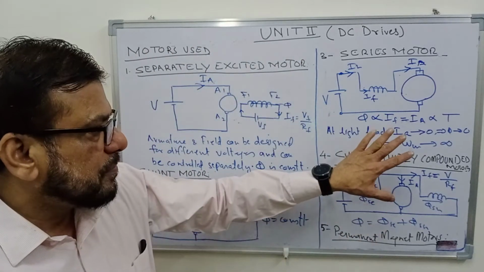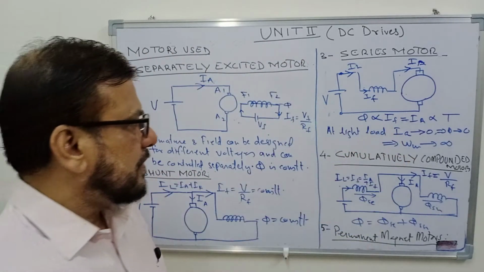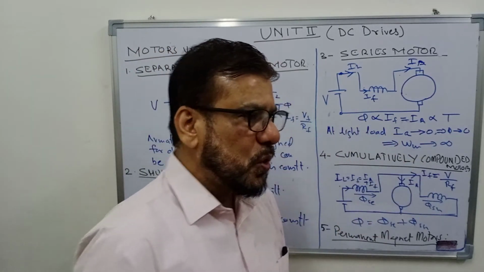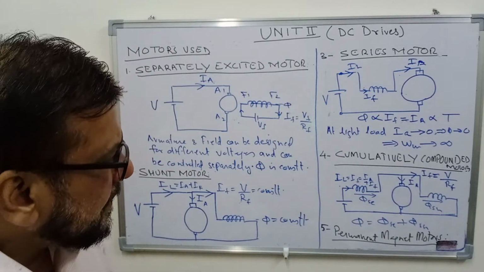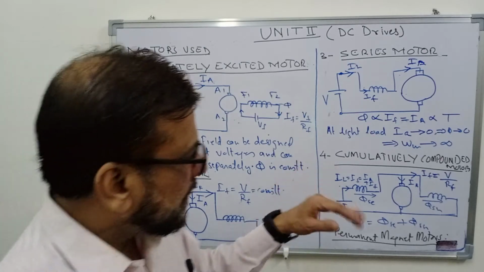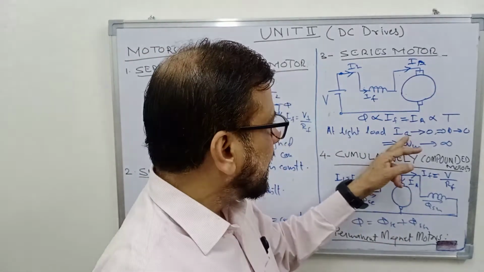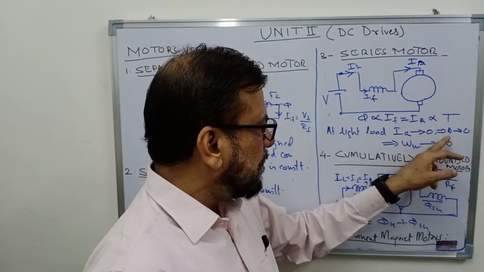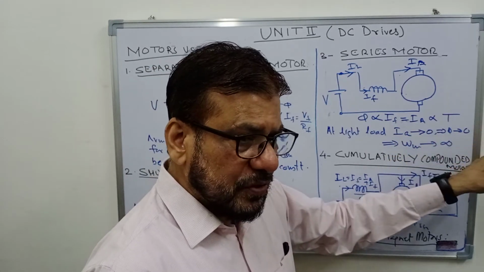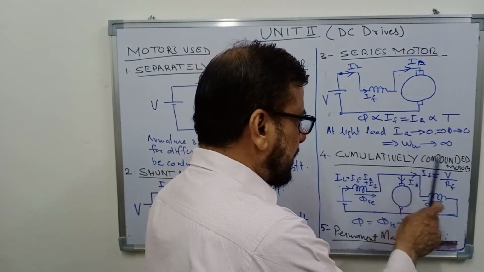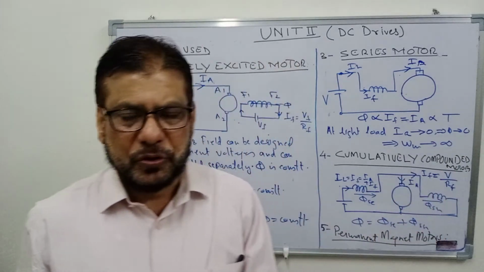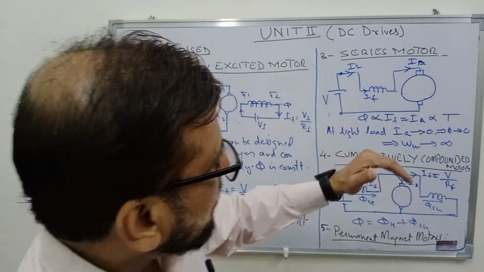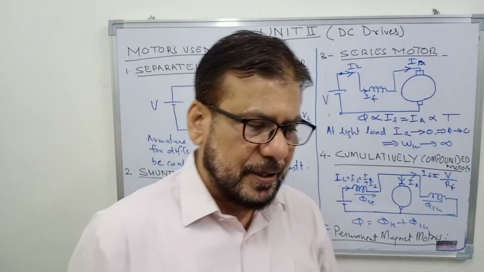So the DC series motor produces a flux which is proportional to load on the motor. So at light load conditions, when the load is very low, the armature current will tend to 0. This will imply that flux will tend to 0, and that will mean that the motor speed will tend to infinity. So at low load conditions, the motor speed becomes dangerously high.